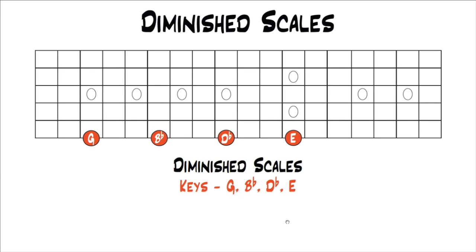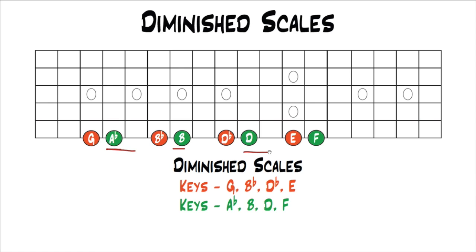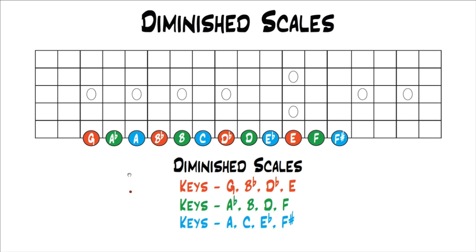And then another interesting thing, if you started on the next note, you would end up in the key of A flat whole half, and A flat shares the exact same notes as B, D, and F whole half diminished scale. So the keys of A flat, B, D, and F all share the exact same notes as well. Or if you started on the note of A, you'd have the A whole half diminished scale, but you'd have the exact same notes if you started on C, E flat, or F sharp. So the key of A has the exact same notes as the key of C, E flat, or F sharp.